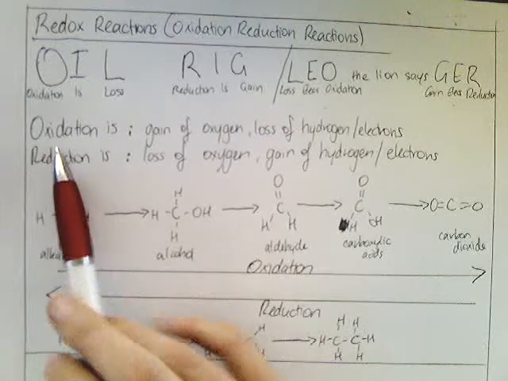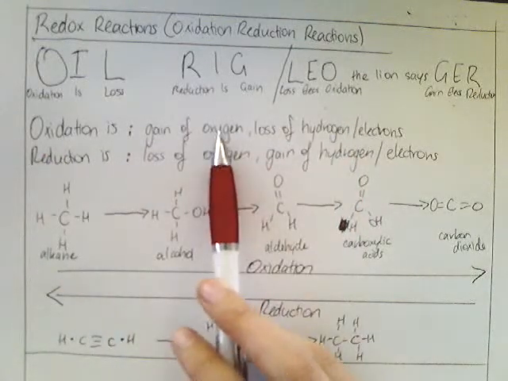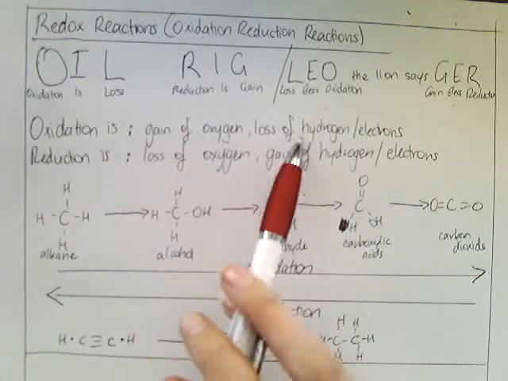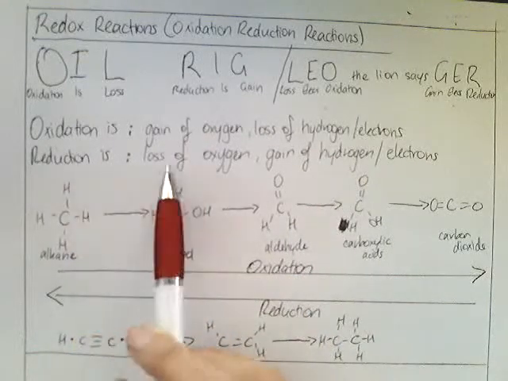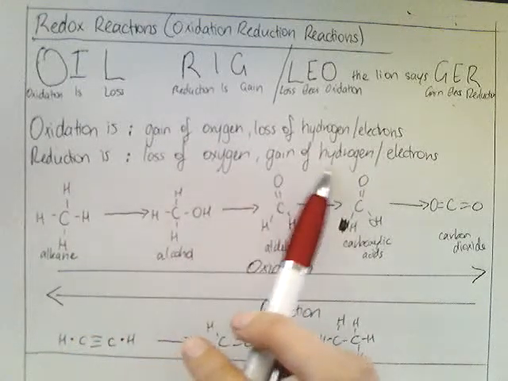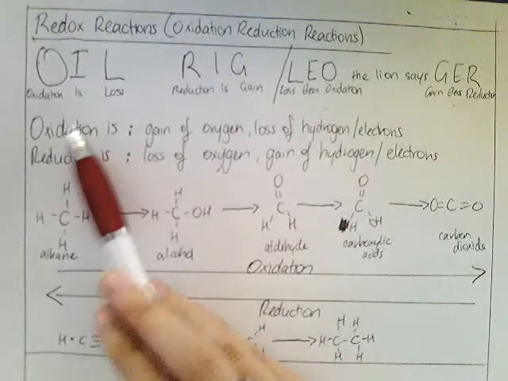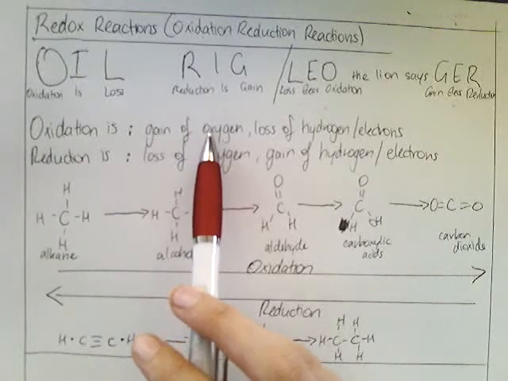So, as I said, hydrogen and electrons do the same thing and oxygen does the opposite. So oxidation is a gain of oxygen and a loss of hydrogen and electrons, and reduction is a loss of oxygen and a gain of hydrogen and electrons. I suppose that's relatively easy to remember because oxidation is a gain of oxygen, which makes sense.